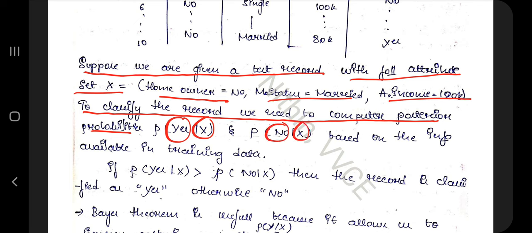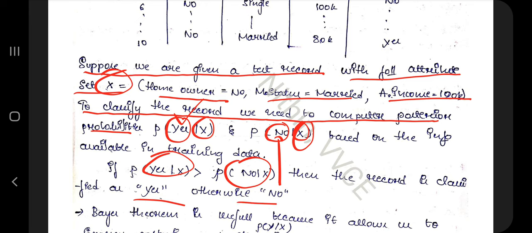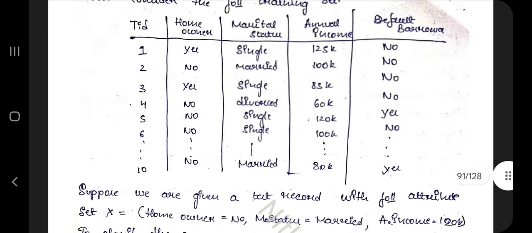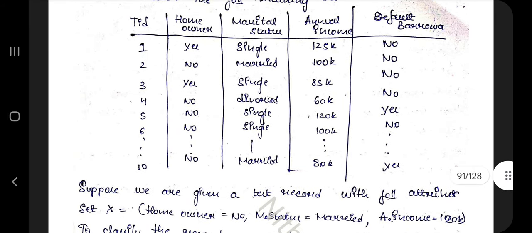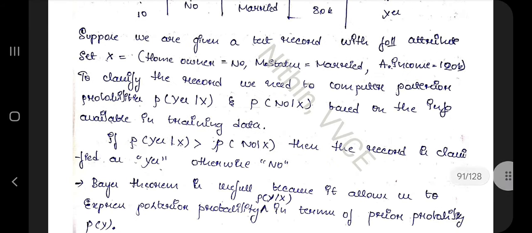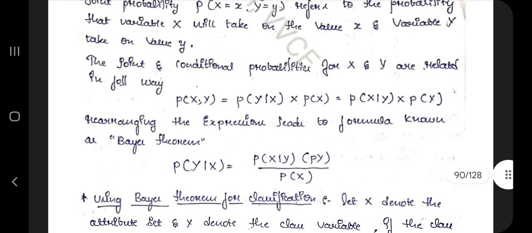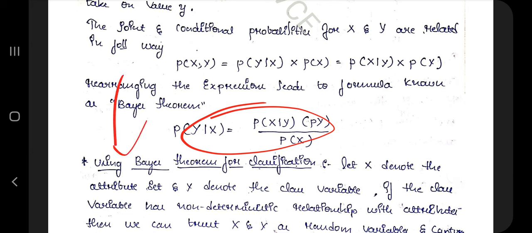What is the probability of yes with respect to the X set given to us? What is the probability of no with respect to the X set given to us? Based on that, if the yes probability is more, or if the no probability is more, then we will classify it as yes or no. So that's a brief overview of the Bayesian classifier. We'll have some default conditions, and we'll compare with those conditions to get a yes or a no. This is the formula. You can do some reading to know exactly what the formula is, but this is the basic definition of Bayes' theorem.